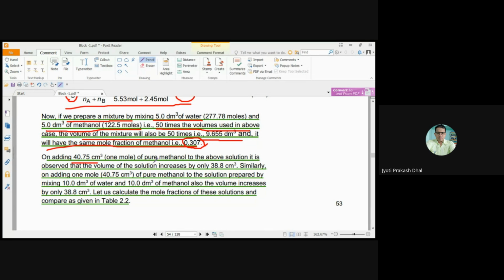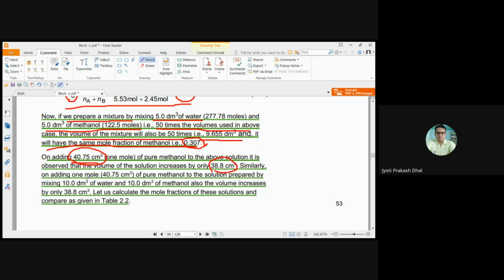So on adding 40.75 ml of pure methanol to the above solution, it is observed that the volume of the solution increased only by 38.8 ml. So if we add 40.75 ml of pure methanol to the above solution, the volume of the solution will increase by only 38.8 ml.